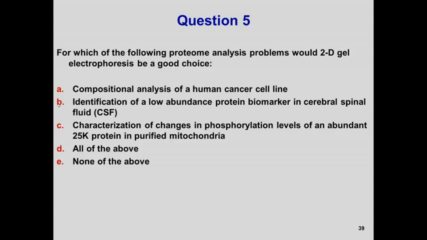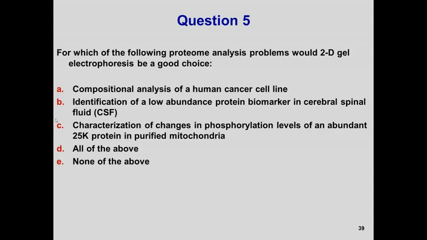Analysis of a low abundance protein biomarker in cerebral spinal fluid. Cerebral spinal fluid is another biological fluid. It has some of the same problems that plasma does. That is, a few very high abundance proteins will prevent you from detecting low abundance proteins.